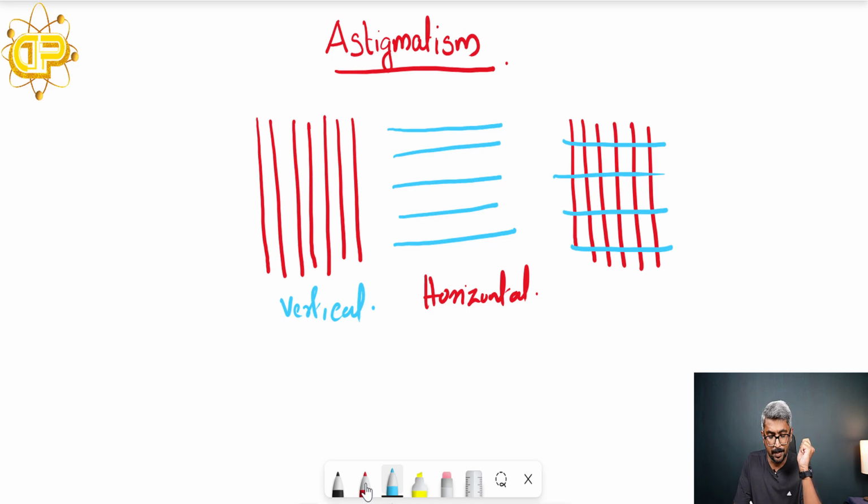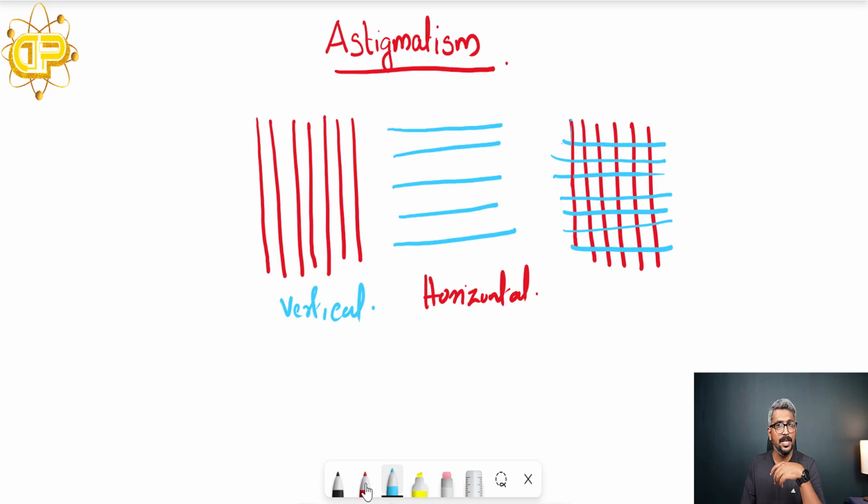But for some persons, if you show this combination of vertical and horizontal lines, sometimes they will not be able to distinguish the vertical line and the horizontal line with the same clarity. Sometimes they will only see the vertical lines, and sometimes only the horizontal lines. They cannot see both with the same clarity and intensity.